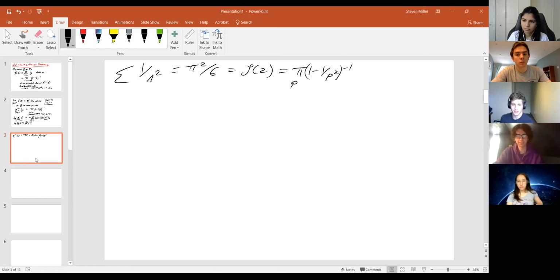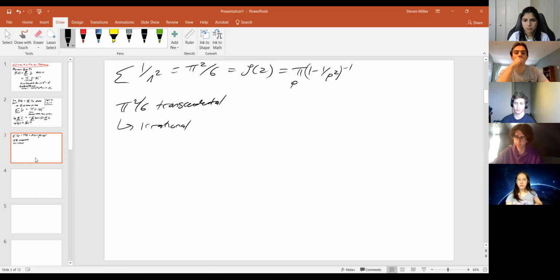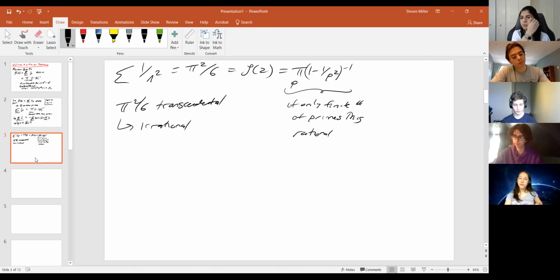Transcendental. So pi squared over 6 is transcendental. We actually only need something a little bit weaker. We just need that it's irrational. If there were only finitely many primes, what could you say about this product? It's rational. So what you can get from this is there must be infinitely many primes. So zeta of 2 being irrational implies that there are infinitely many primes.